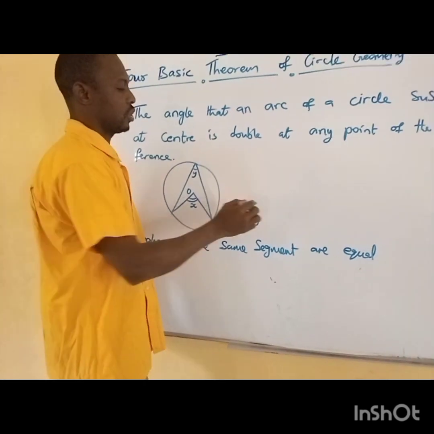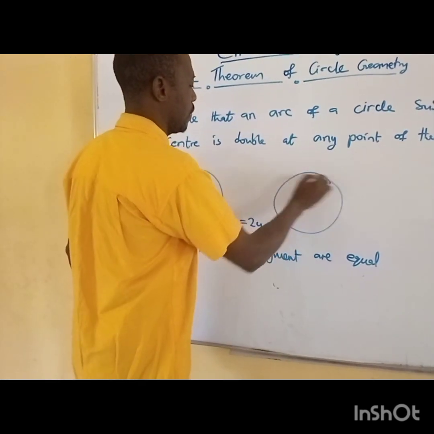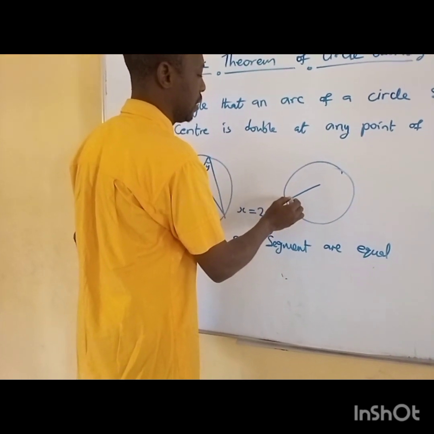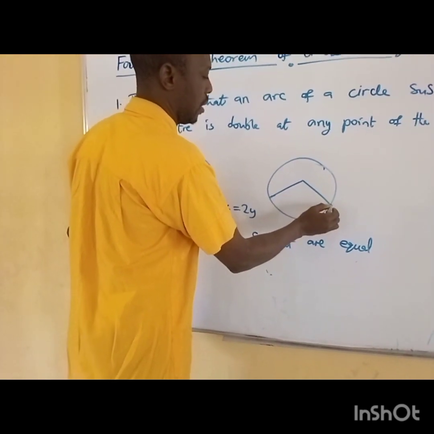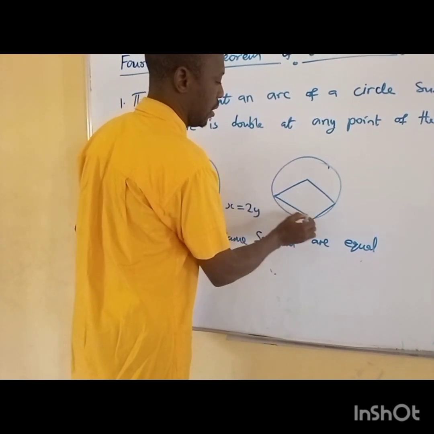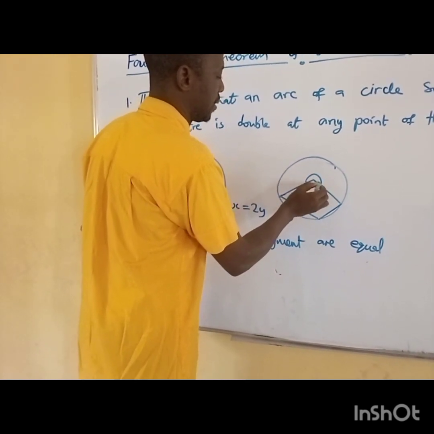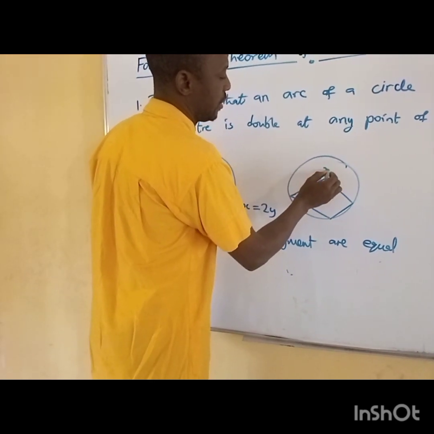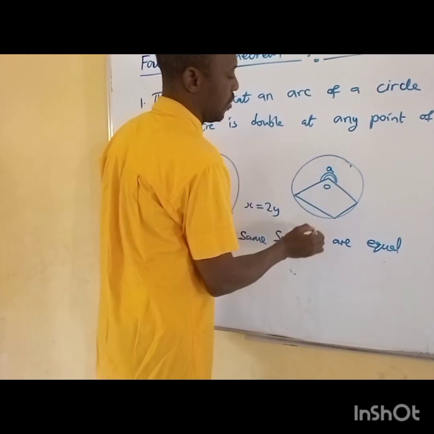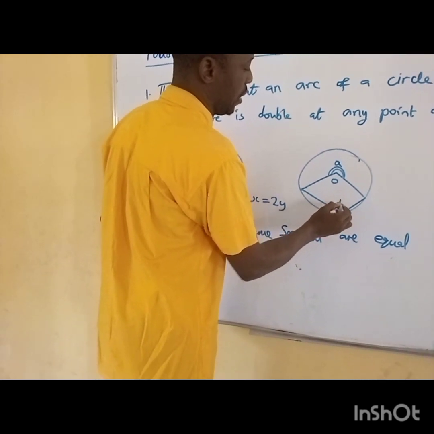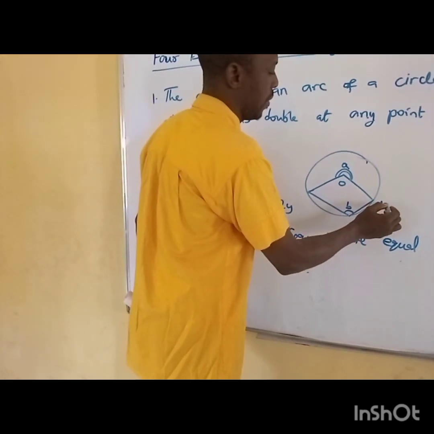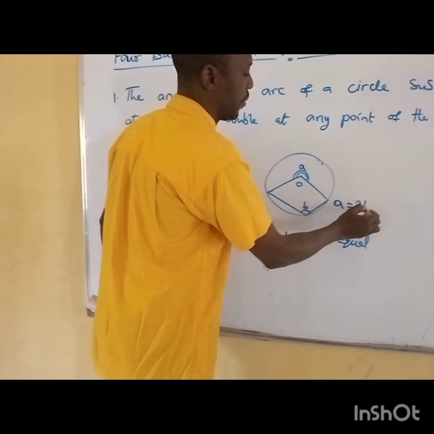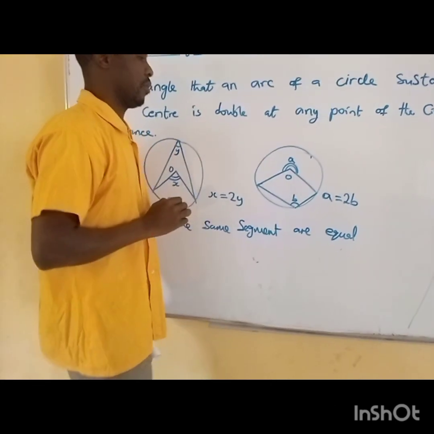And this also means, if we have another diagram like this, and we have an angle at center O, and this is A, for instance, and this is B. The angle at O here is twice, that's 2 times, the angle at the circumference.